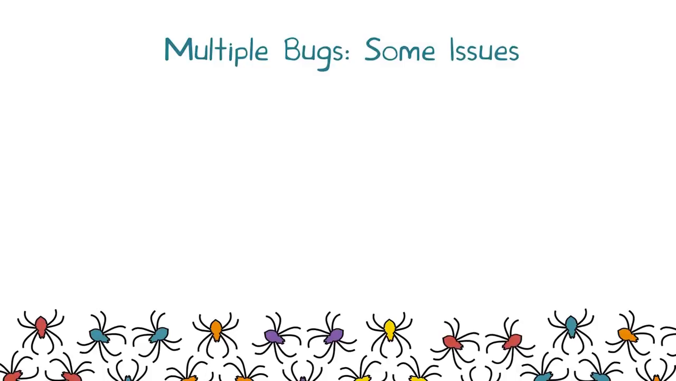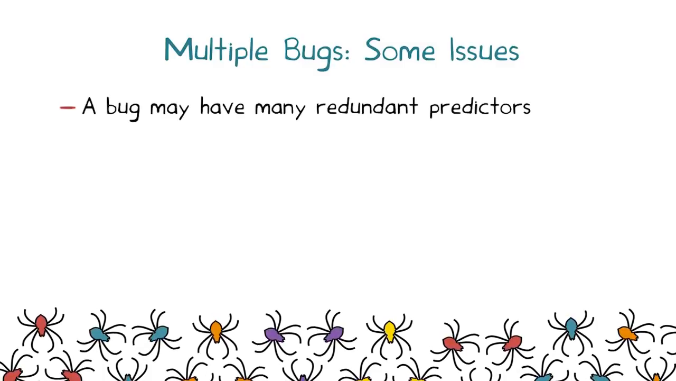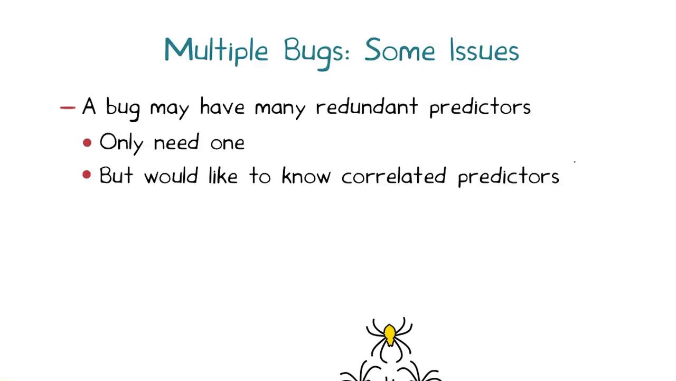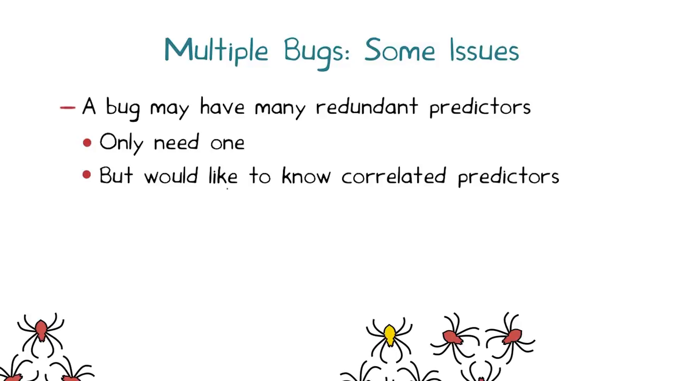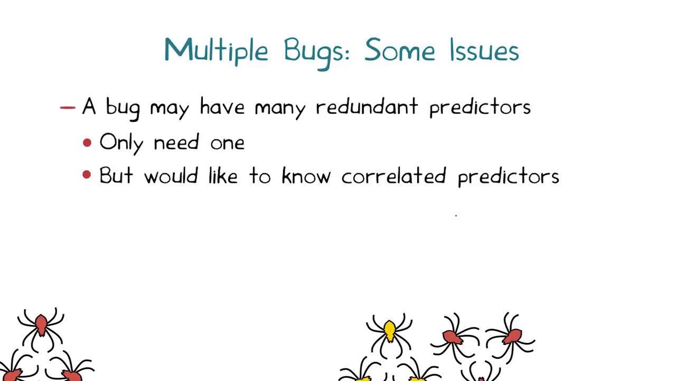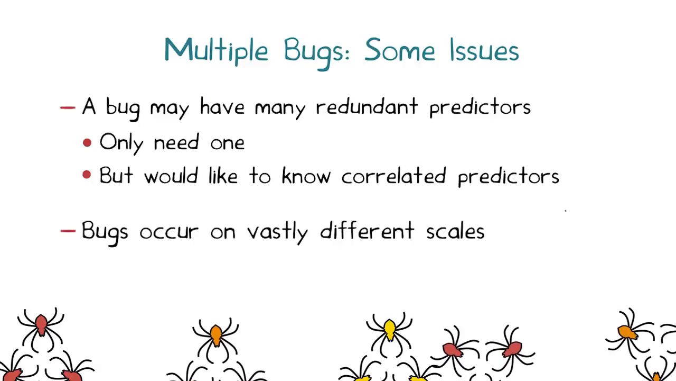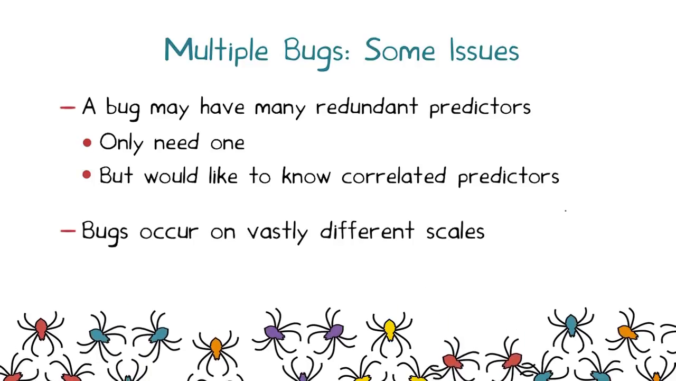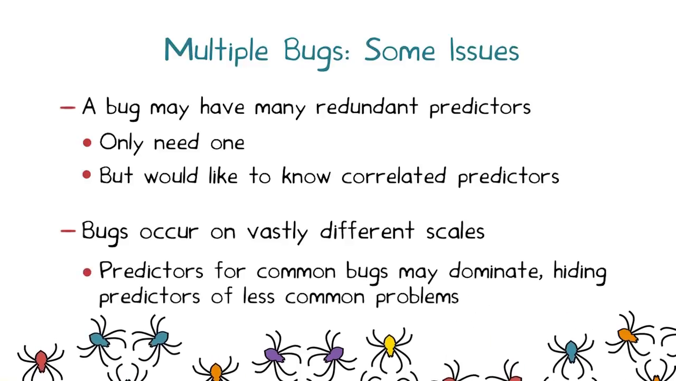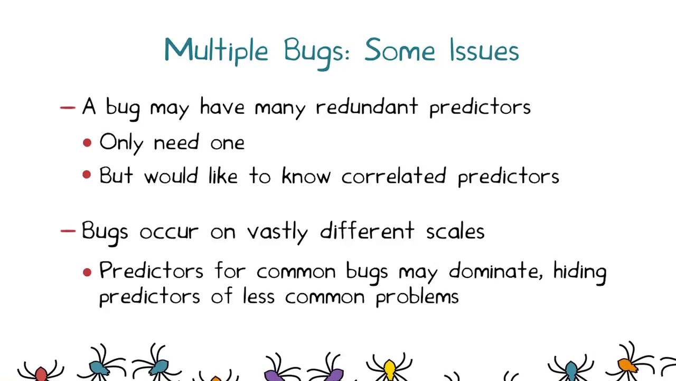A single bug may have many different predicates that predict it. On one hand, we only need one predictor in order to start the process of debugging. On the other hand, tracking correlated predictors might reveal extra information useful for the debugging process. Another issue is that bugs occur on vastly different scales. Some bugs are much more common, and their predictor predicates may overwhelm other predicates that predict less common problems in the program.